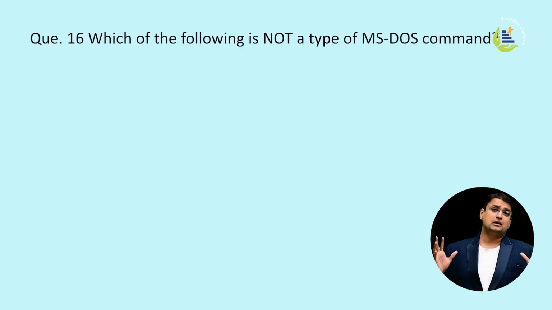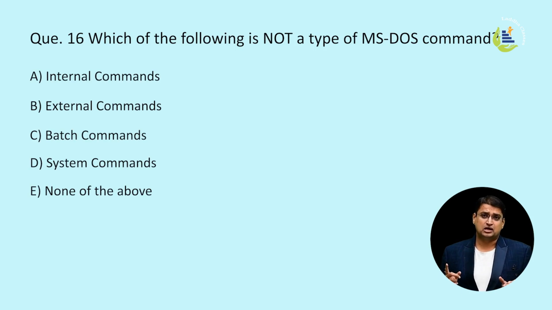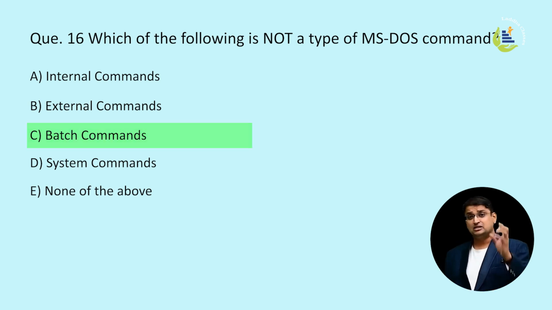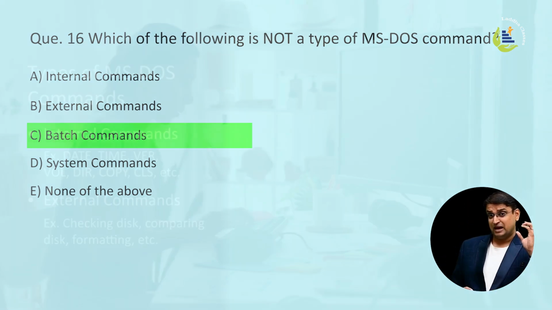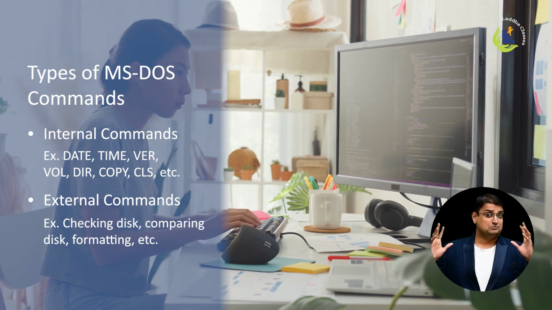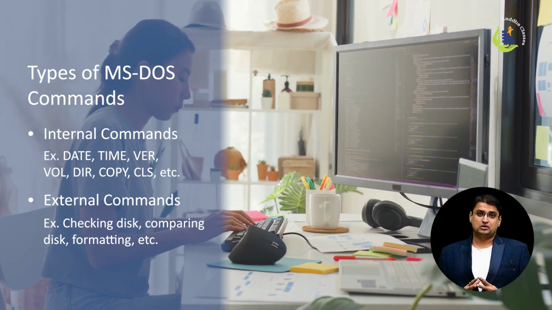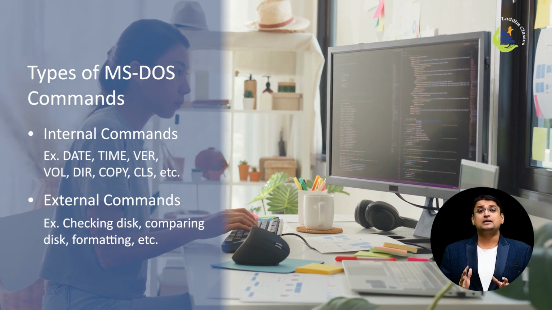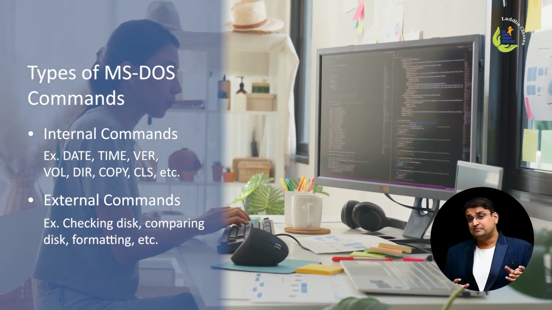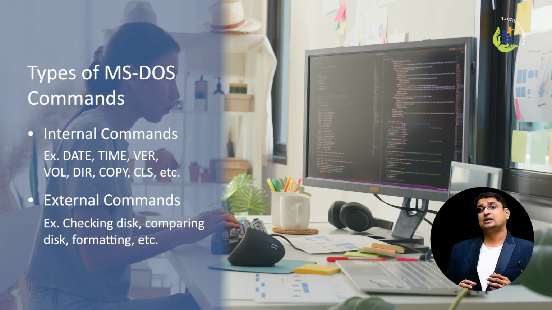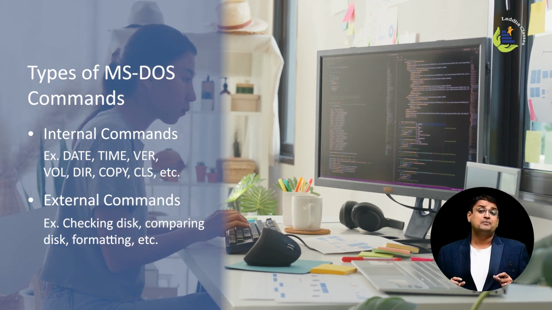Question 16. Which of the following is not a type of MS-DOS command? Options are internal commands, external commands, batch commands, system commands, none of the above. Correct answer option is C, batch commands. Because while batch commands are scripts containing multiple MS-DOS commands, they are not technically categorized as a type of MS-DOS command. The main types are internal commands and external commands.